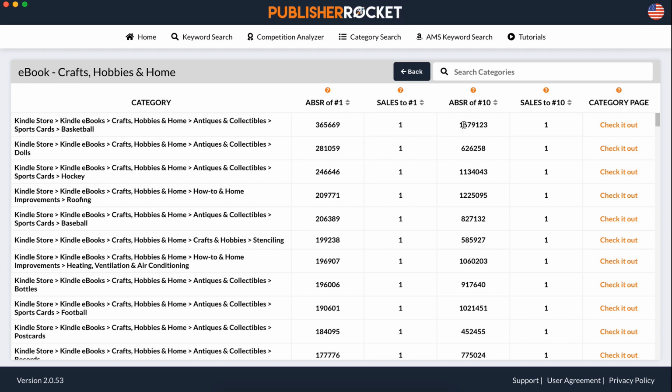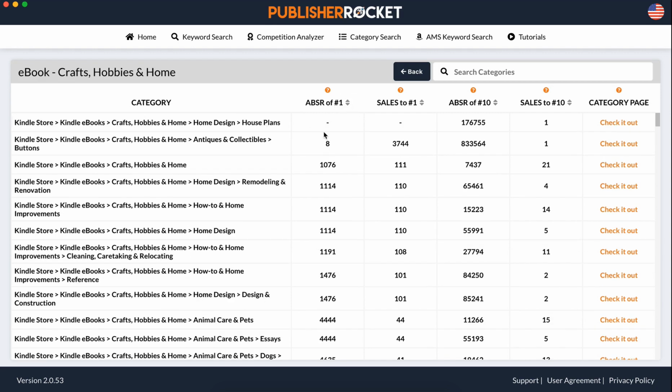And over 1 million, you may not have sold any at all ever. Or you might have sold a few and that's it. So I would avoid writing any books about antiques and collectible basketball sports cards because it's not moving at all. But I don't know why this has just an arrow through it. I'm not sure, but it has number 10 for whatever reason.